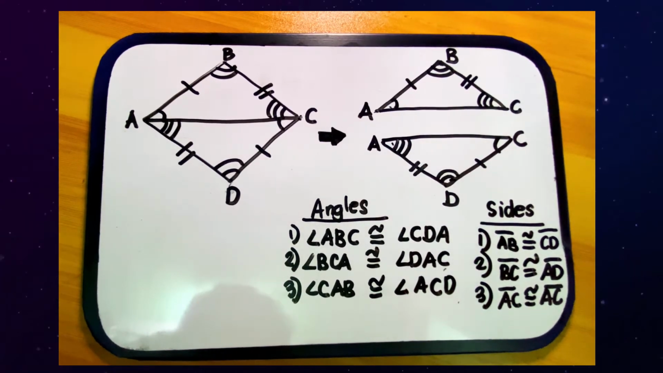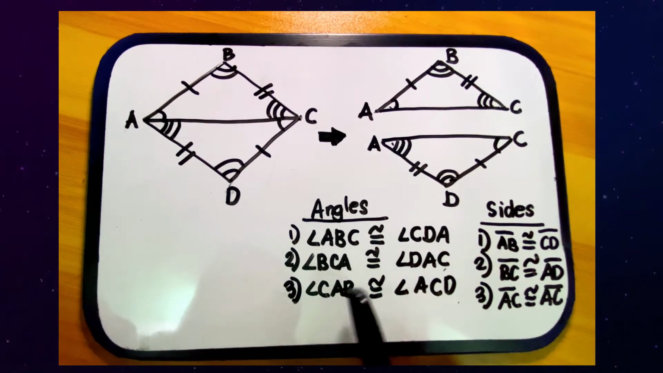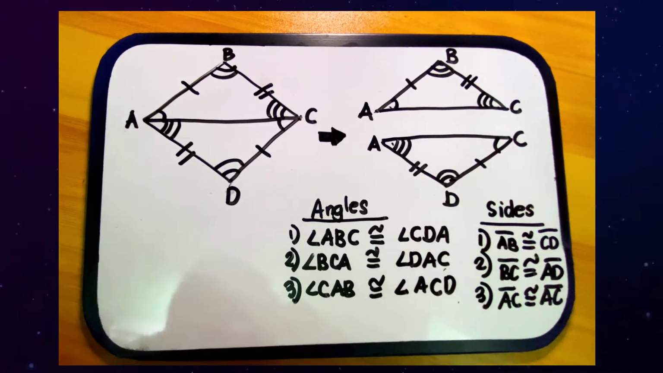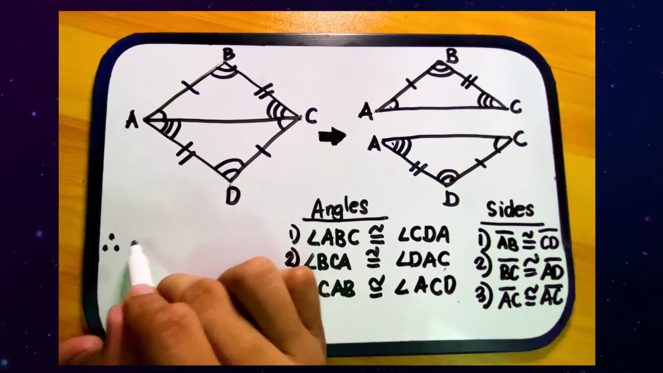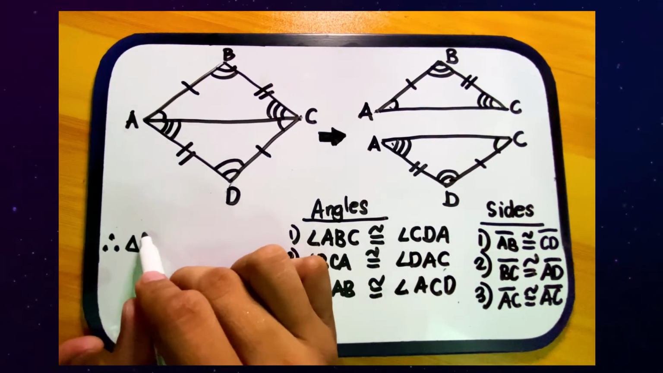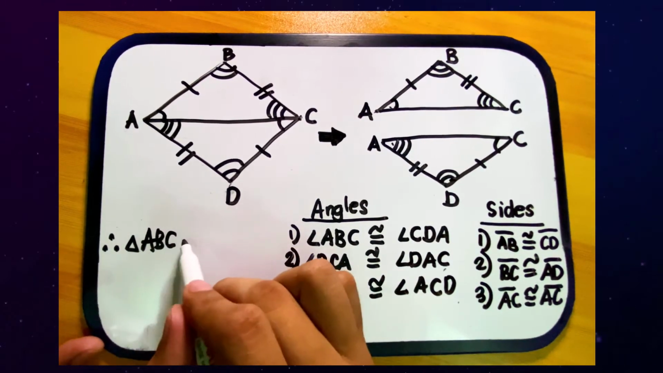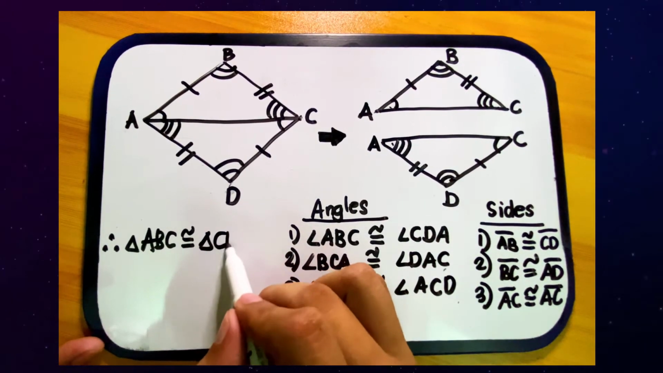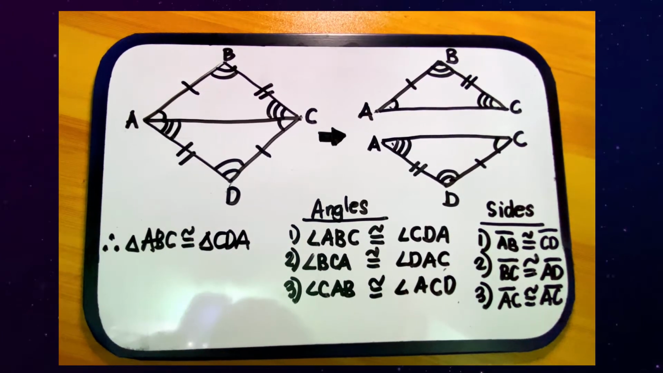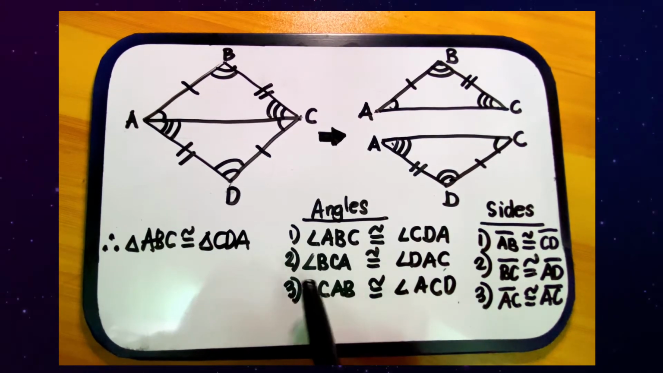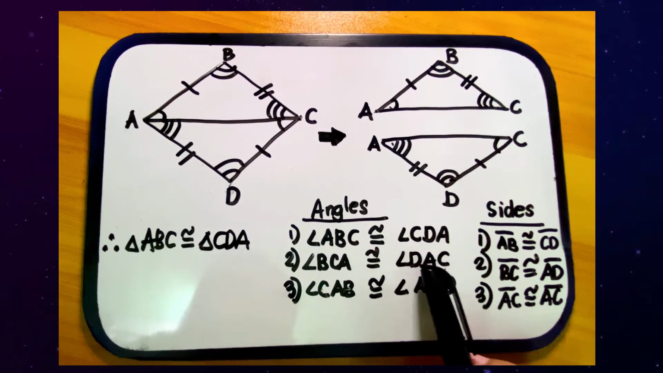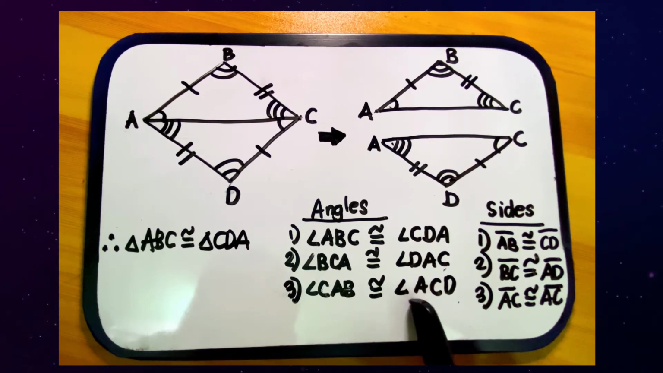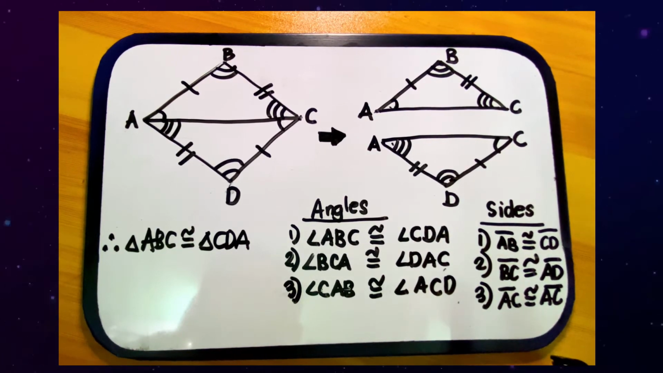Okay, so how to name the triangles? So just copy one of the pairings here in the angles. You can write, therefore triangle ABC is congruent to triangle CDA. Okay, or you can say triangle BCA is congruent to triangle DAC, or triangle CAB is congruent to triangle ACD.